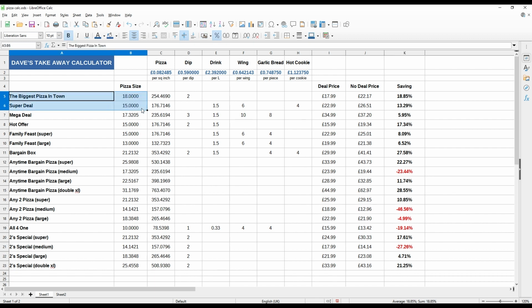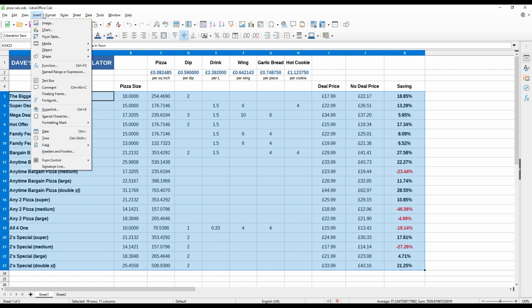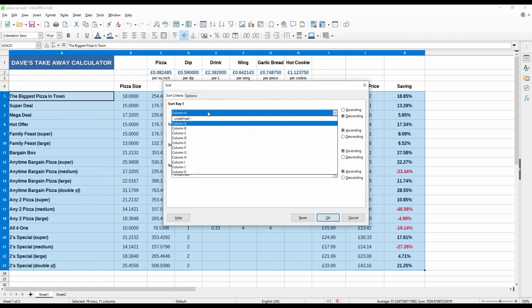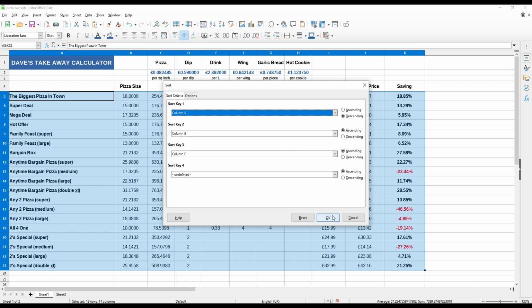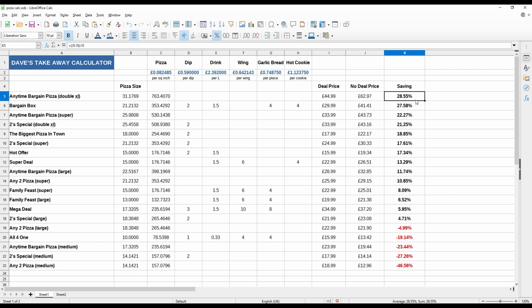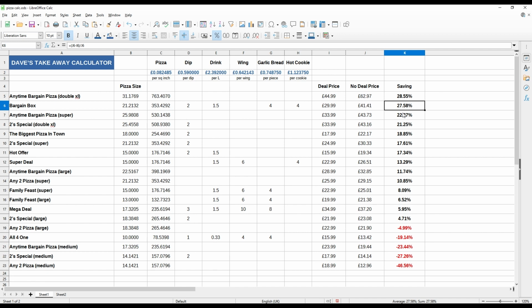So I did this for all the deals that I was interested in, with any of the bits that I'd be interested in having. And it gave me this spreadsheet, so I can sort it by saving. So I can go to column K and sort that by saving descending. So our biggest saving is obviously on the biggest deal, the Anytime Bargain Pizza. And the bargain box certainly is a bargain with 27.58% saving.